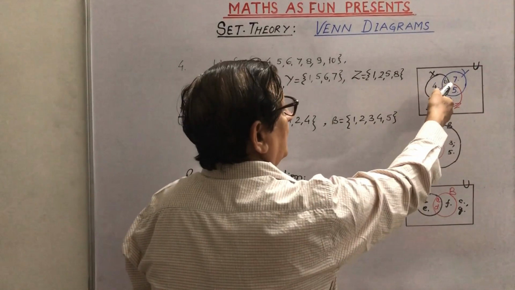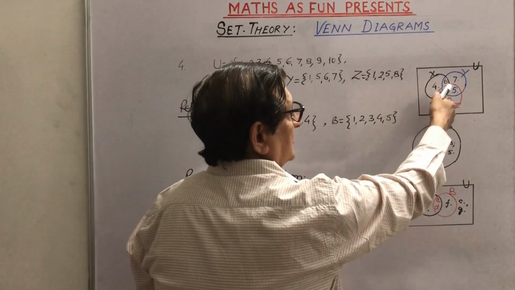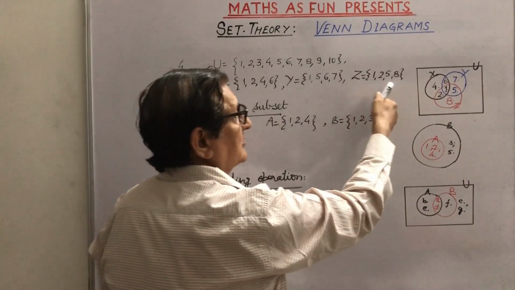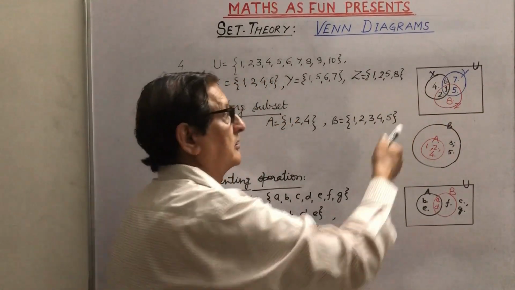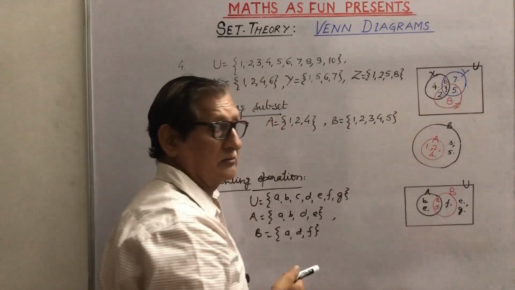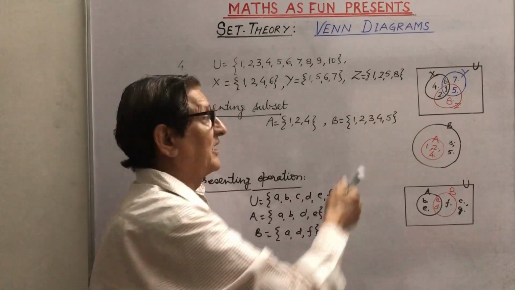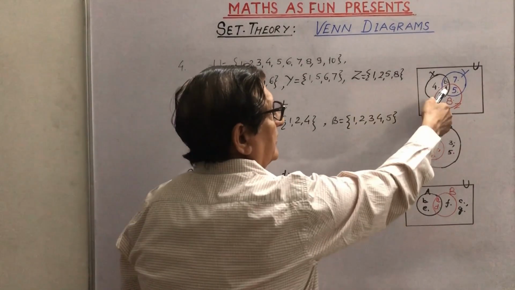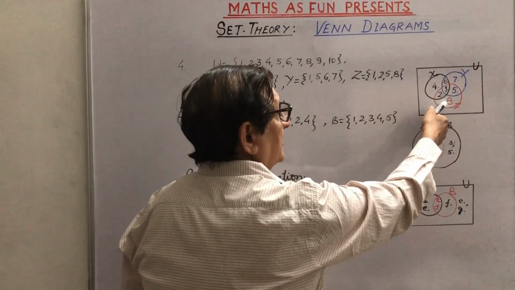Likewise, here we find in Y the elements are 1, 5, 6, 7. 1 has come here, 6 has come here, 5 is common with Y and Z, so 5 comes in the common area. And the remaining element 7 is here. Same way when we go to set Z, having elements 1, 2, 5, 8, 1, 2 and 5 already come here. So 8 is the element coming here.